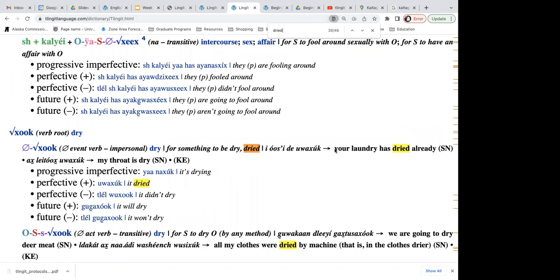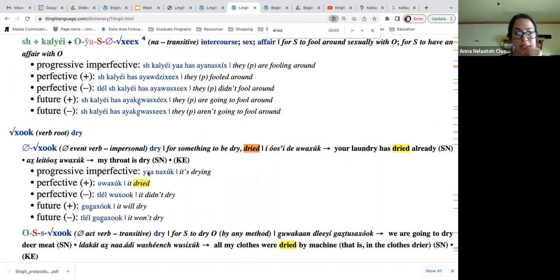This kind of looks like it would work because you can also use it for the laundry. So maybe we'll say it dried. So ooh, a hook is a whole sentence if we want it to be. It means it dried. So I'm going to use this one.